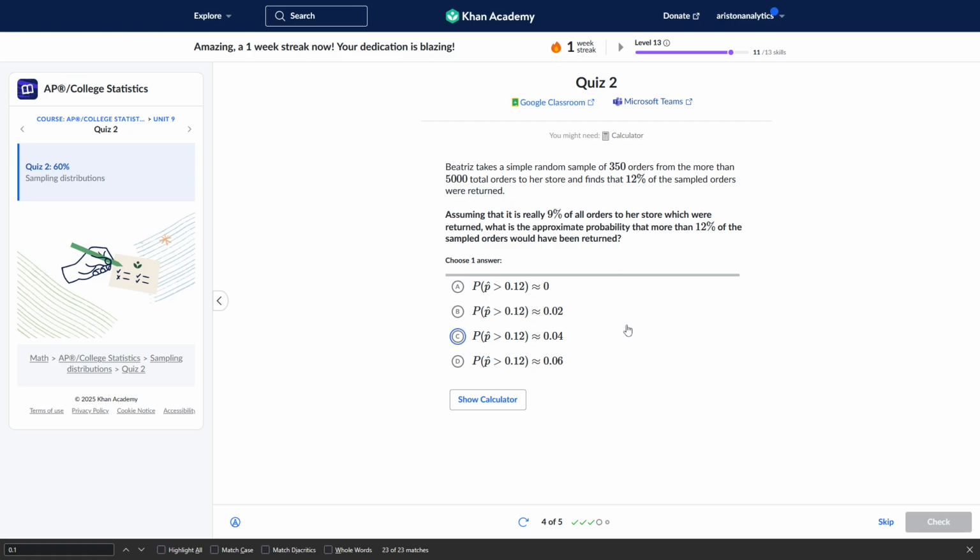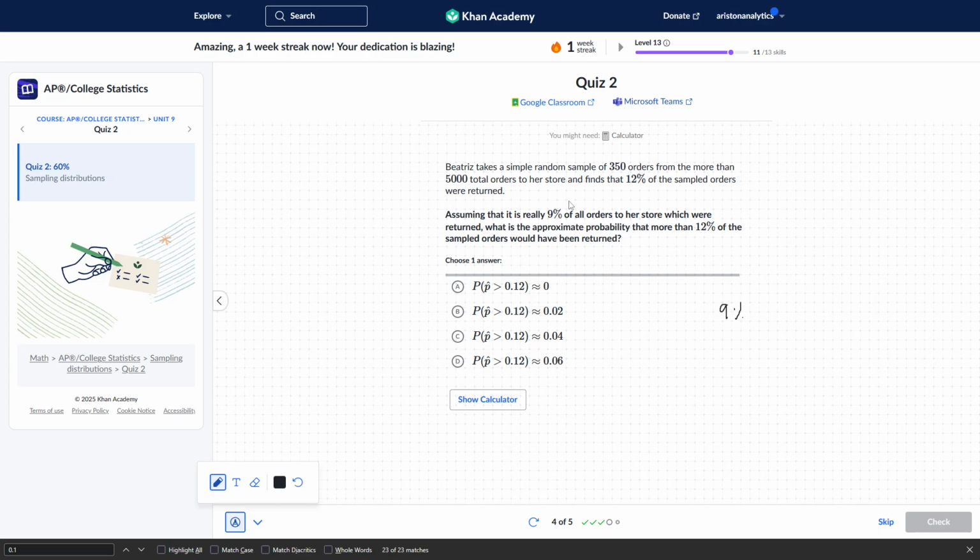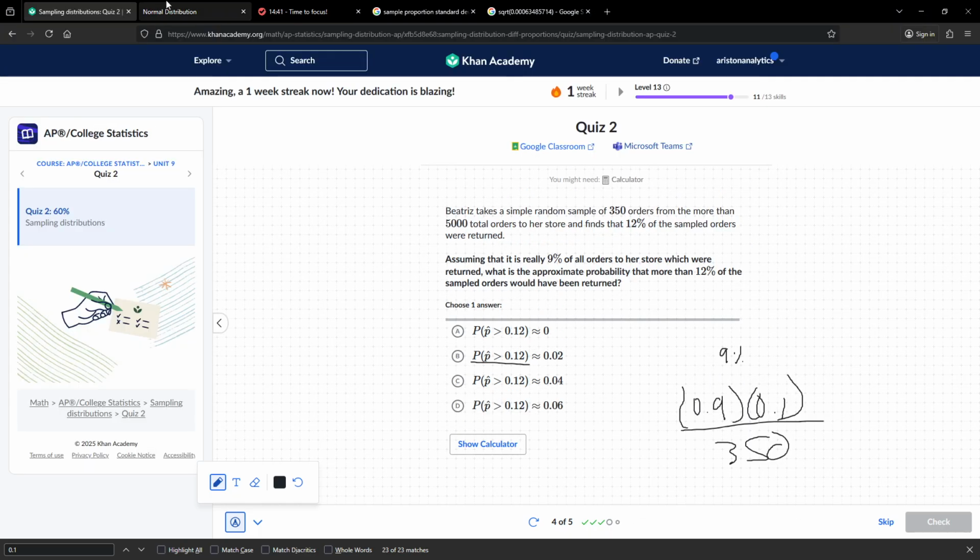Beatrice takes a simple random sample of 350. 12% of sample orders were returned. And then this is saying it is really 9%. Okay, so that's the parameter. So 9%, then 0.9, 0.1 over n is 350. And then we're looking at this.